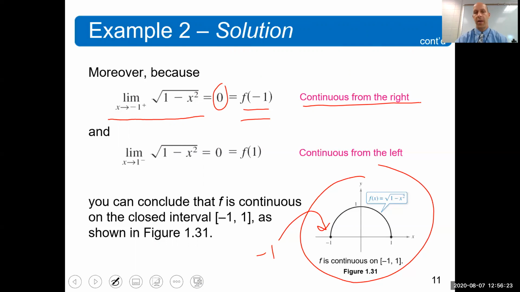And then you could play the same game on the right-hand side. So we can conclude that f is a continuous function on the closed interval from -1 to 1, which is, I think, kind of intuitive.